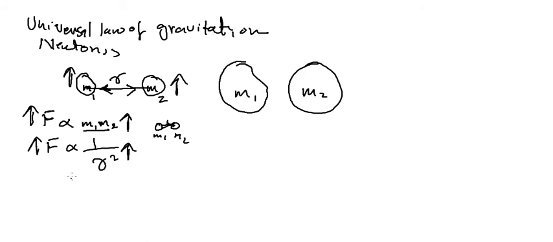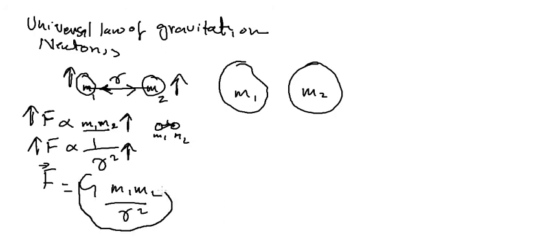Then we can combine these two relations and write the equation for the universal law of gravitation. I wrote this small arrow on the force to represent it as a vector, because force is a vector quantity. So we write F equals G times m1 m2 divided by r squared. This is Newton's universal law of gravitation equation, where G is a gravitational constant.